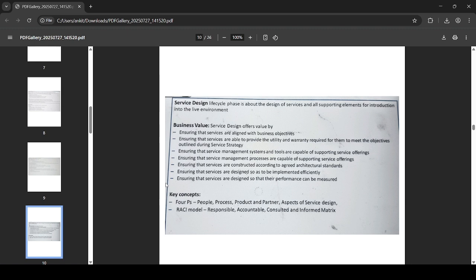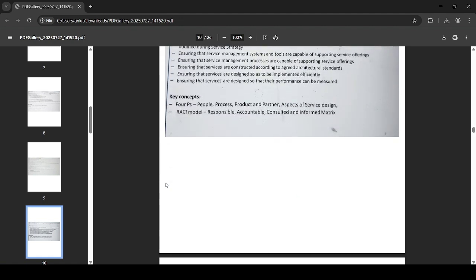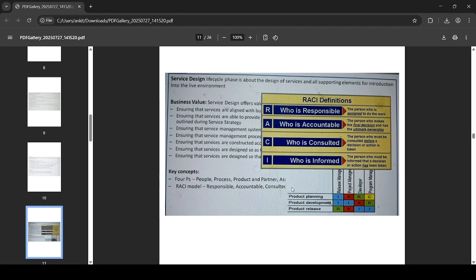The RACI model is basically the responsible, accountable, consulted, and informed matrix. So we'll see the RACI model in our next slide. That is this slide. The RACI definition is: who is responsible, who is accountable, who is consulted, who is informed. We have to answer all these questions.